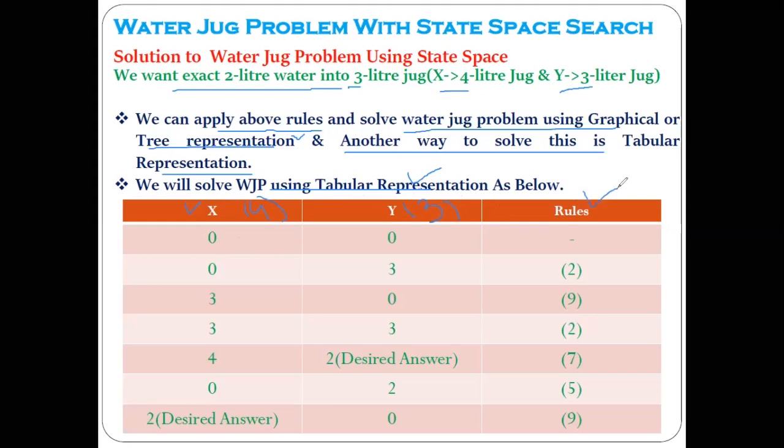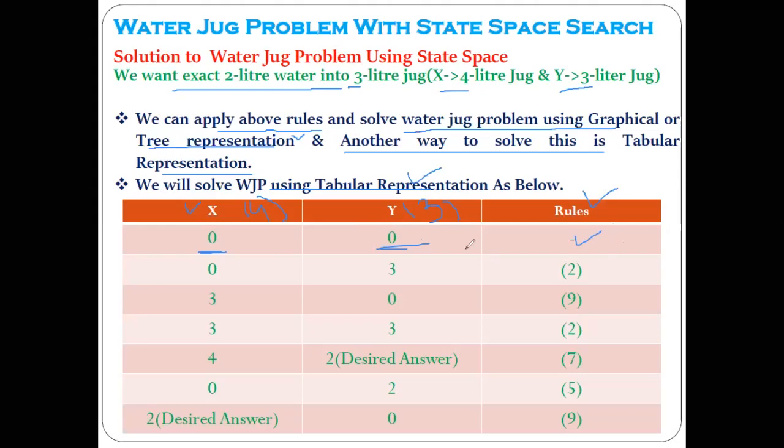Now, as you can see, in the general solution we have seen the 5 steps we have taken. The first step is that both the jugs are empty. So initially the jugs are empty. No need to apply any kind of rules.